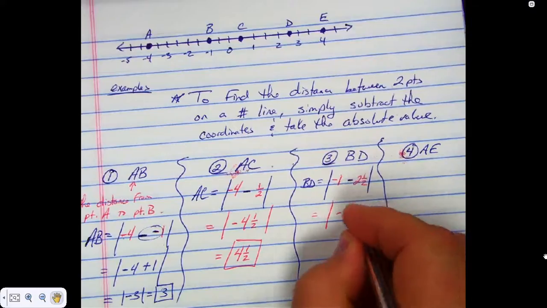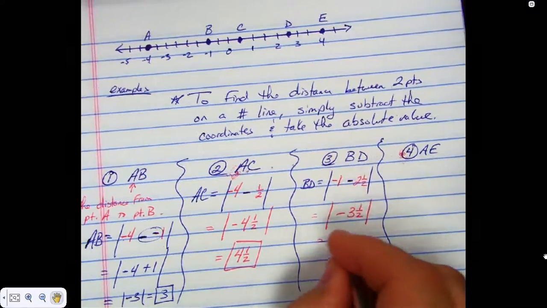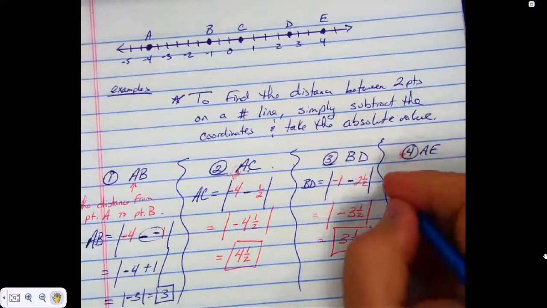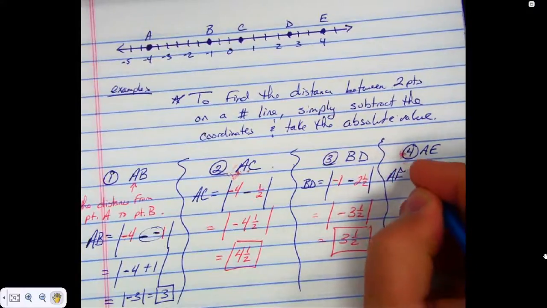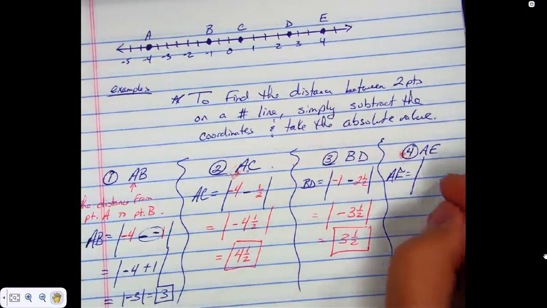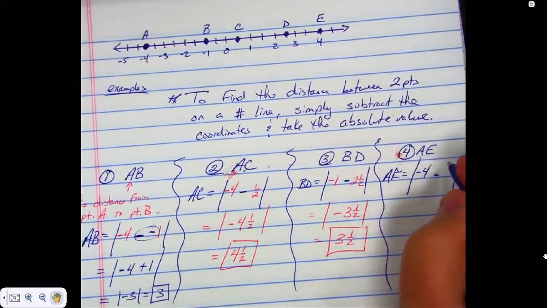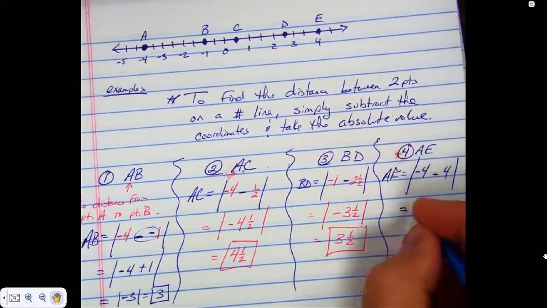A to E. Negative 4. Remember, I'm subtracting them, taking the absolute value. I've got negative 4 is this one. What's my other one? 4. Together, that makes a negative what? 8. Absolute value of that is what? 8. Write that down.